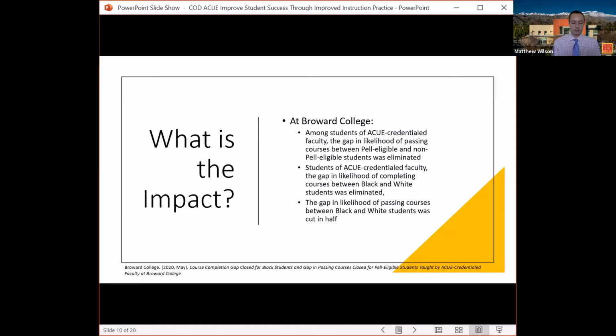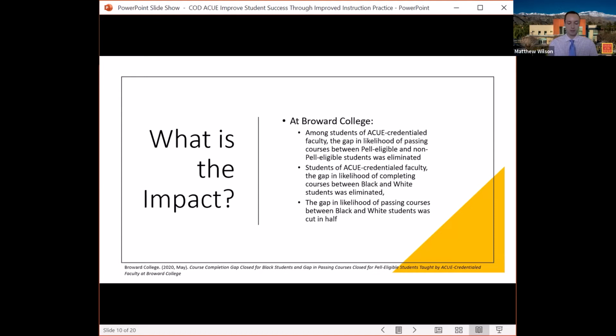And now when we're evaluating our African American students, Black students of ACUE faculty were 1.15 times more likely to complete their class. Black students began at 1.17 times less likely to complete their class as compared to white students, but once they were taught by an ACUE faculty member, that gap was fully eliminated. And now looking at their ability to pass the class, not just complete it, Black students improved their chances of passing a class by 1.14 times.